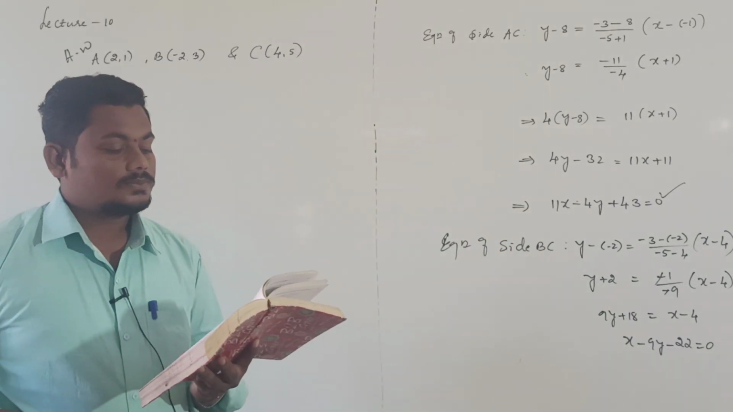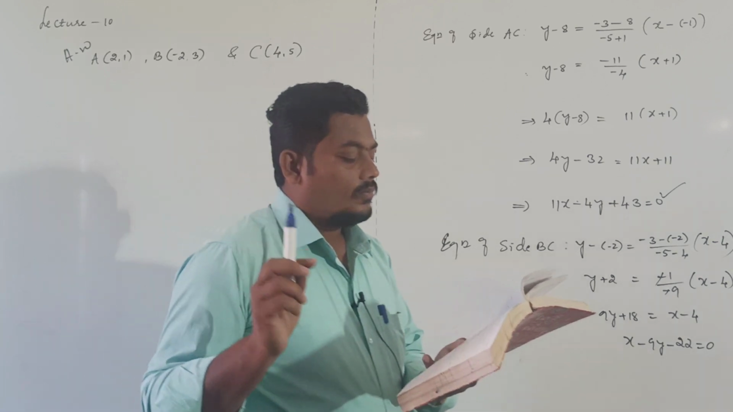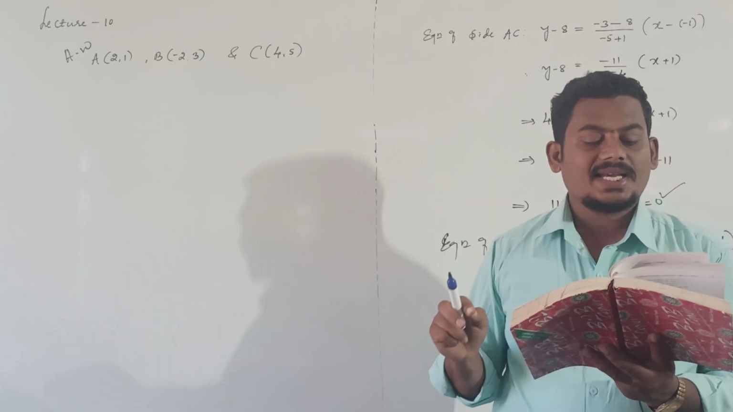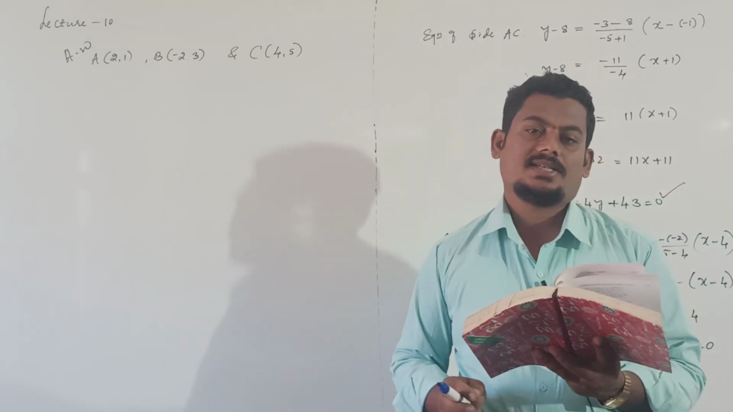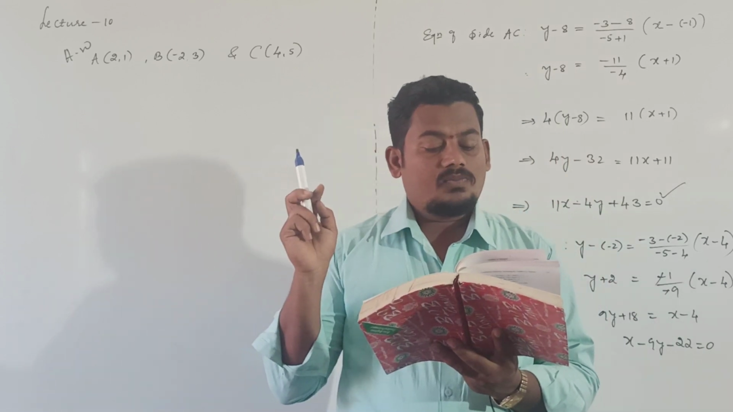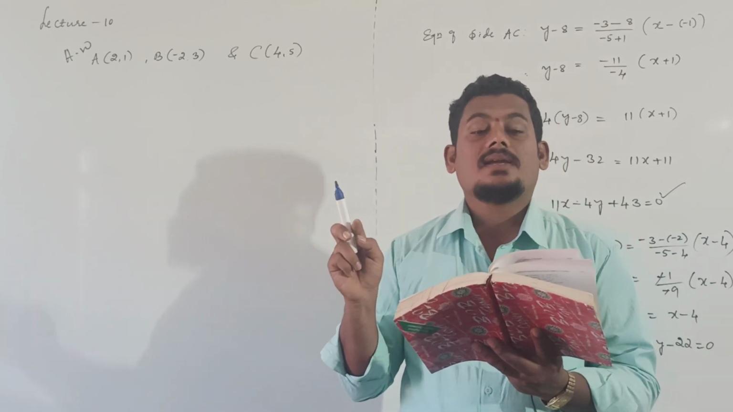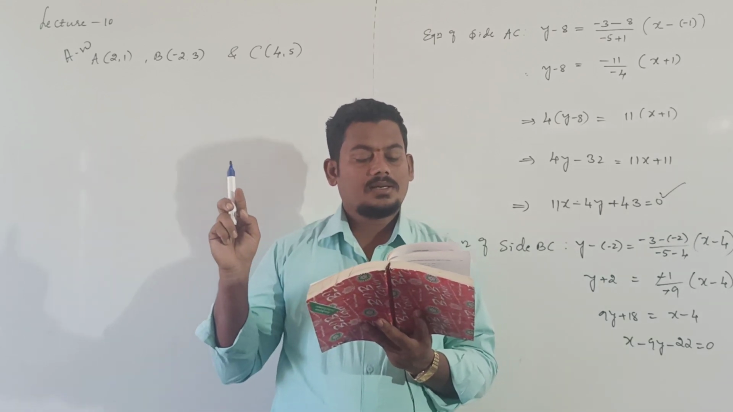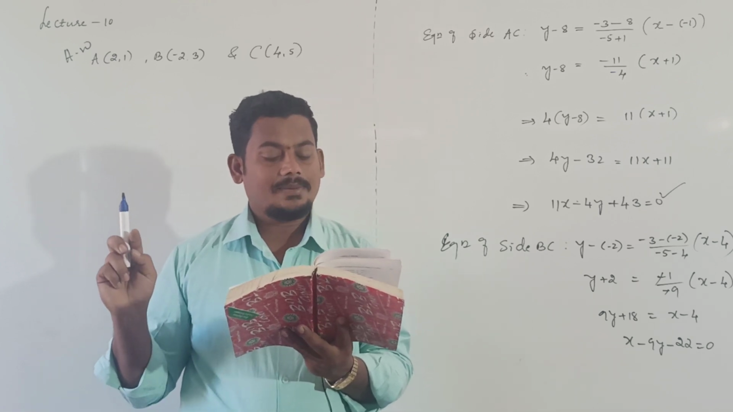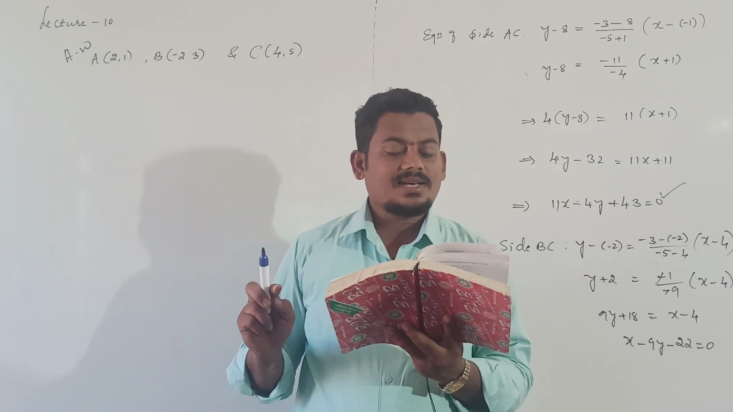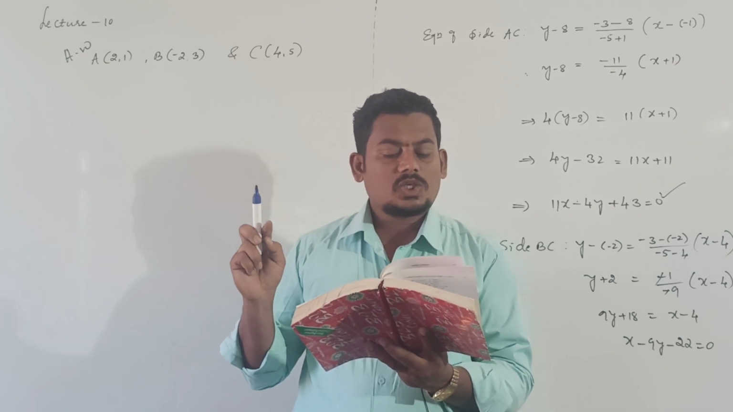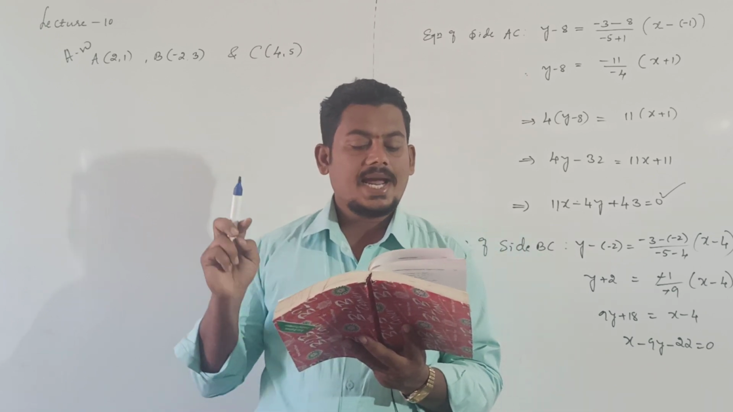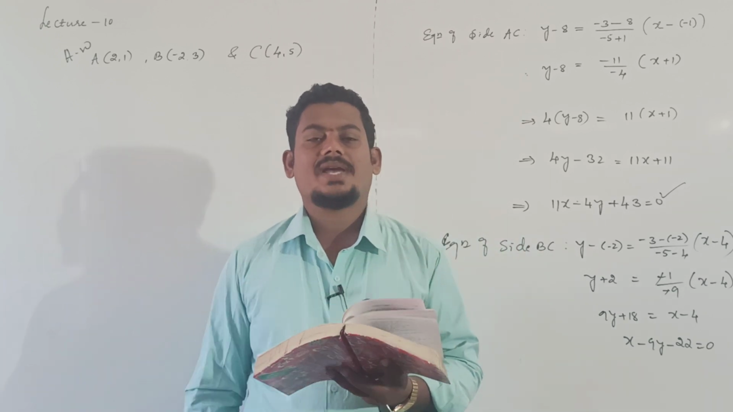Next problem. Find the equations of the medians of a triangle ABC. Once again the question. Find the equations of the medians of a triangle ABC whose vertices are A of 2 comma 5, capital B of minus 4 comma 9 and capital C of minus 2 comma minus 1.